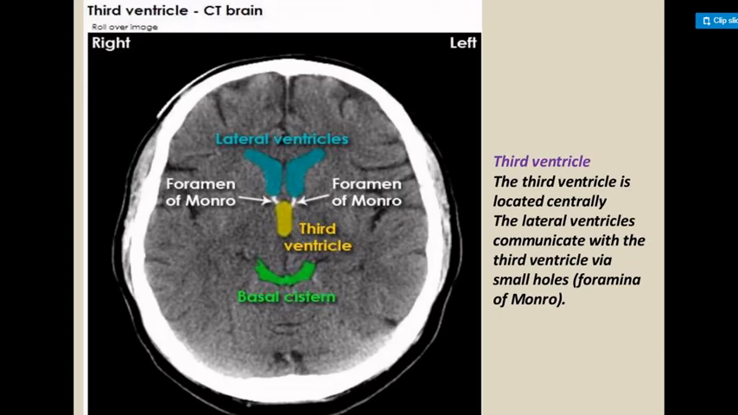The third ventricle, this is also a CT for the brain. The third ventricle is located centrally. The lateral ventricles communicate with the third ventricle via a small hole. This is the foramen of Monro. And the white arrow shows the foramen of Monro that connects the lateral ventricle with the third ventricle in this picture.